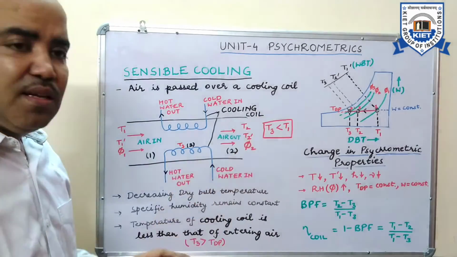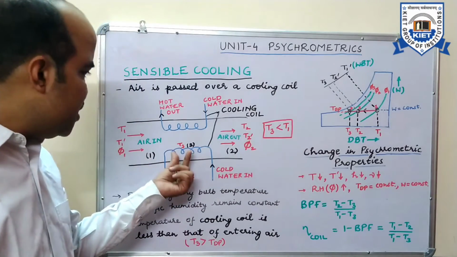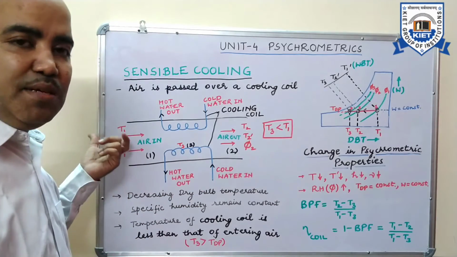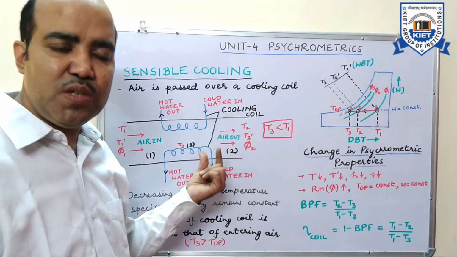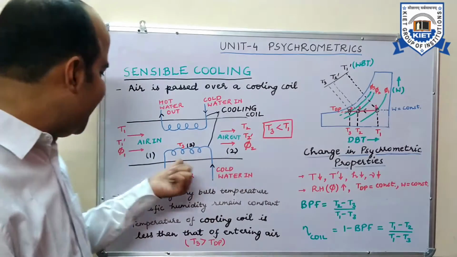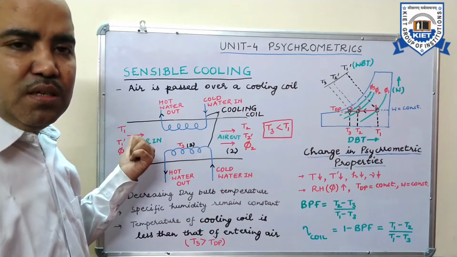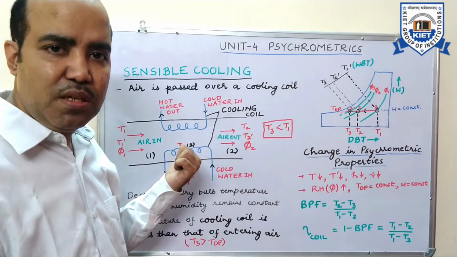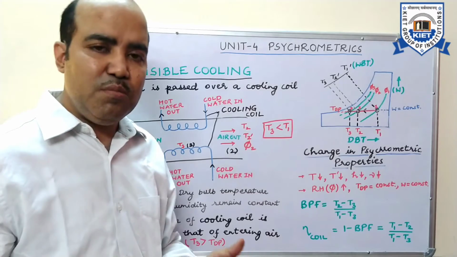Okay, and the condition for the sensible process is that the temperature T3 should be less than the temperature T1. That is, the average surface temperature of the cooling coil should be less than the temperature of the air. Which temperature? The dry bulb temperature of the incoming air. Okay, so in this process, what are the main points?